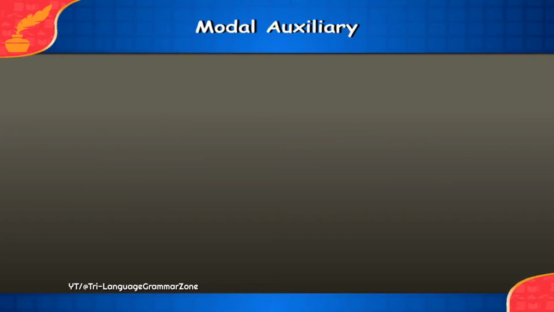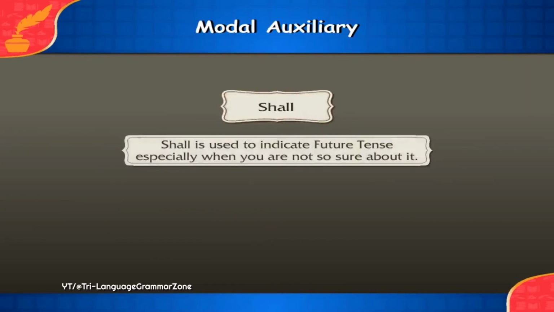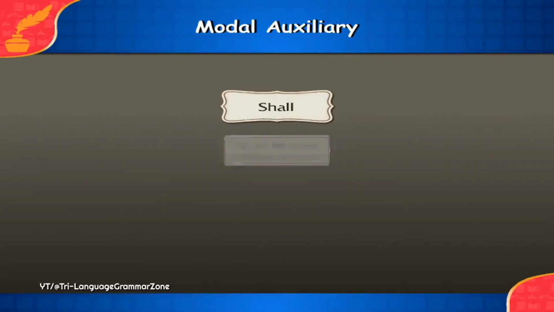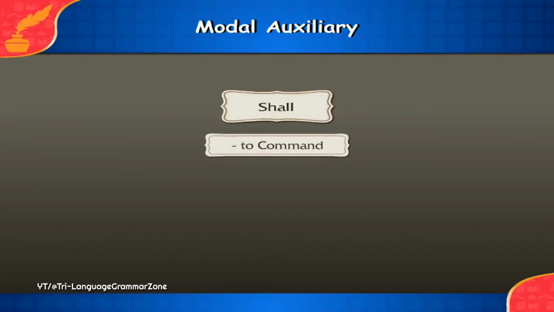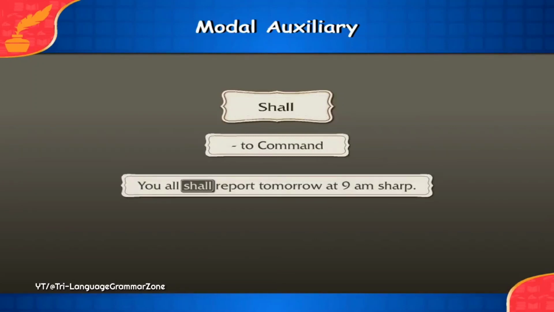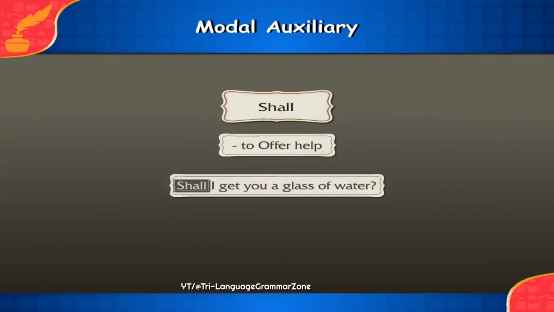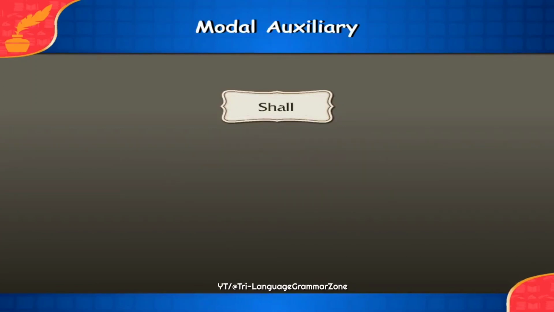The next auxiliary is shall. Shall is used to indicate future tense, especially when you're not so sure about it. For example, we shall celebrate his success. Shall is used to command. For example, you all shall report tomorrow at 9 a.m. sharp. Shall is used to offer help. For example, shall I give you a glass of water? Shall is used to suggest. For example, shall we play tennis?